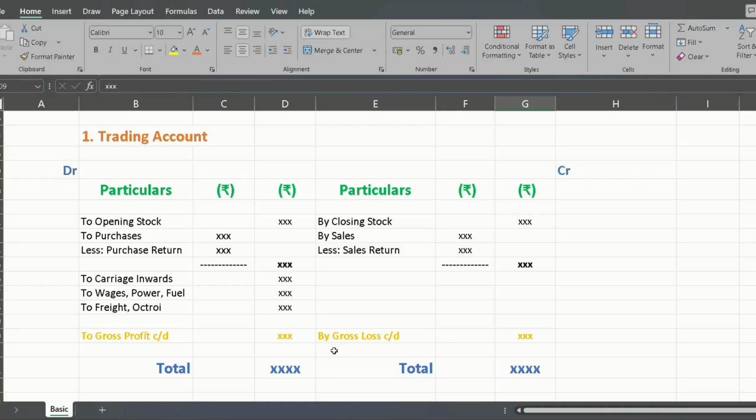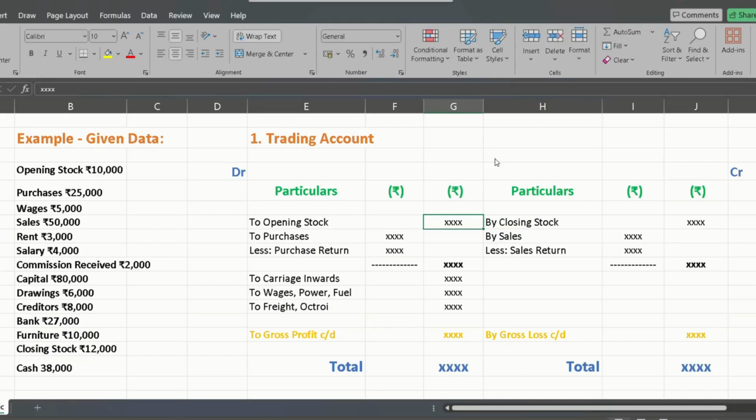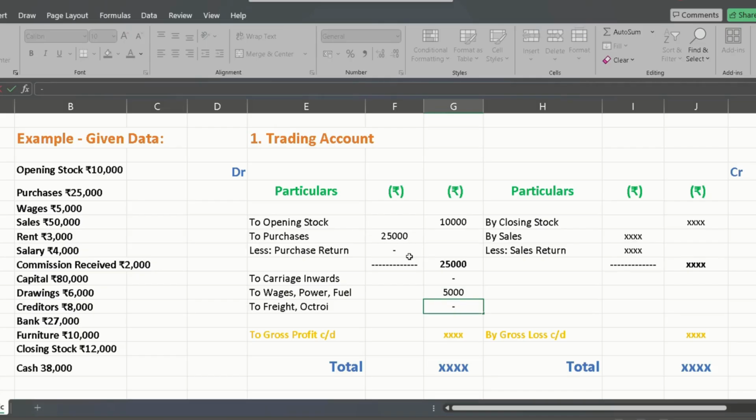If the credit side is greater, gross profit. If the debit side is greater, gross loss. For example, given data in trading account: opening stock, debit side 10,000 rupees. Purchases, debit side 25,000. Wages, debit side 5,000. Sales, credit side 50,000. Closing stock, credit side 12,000.